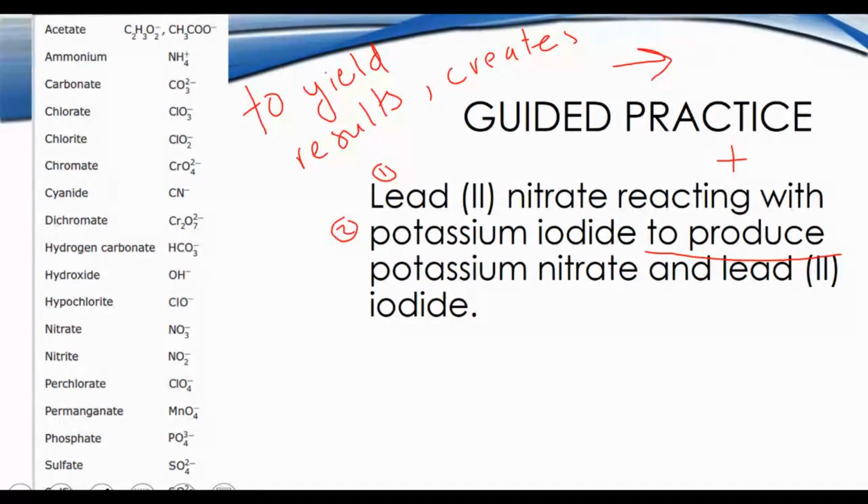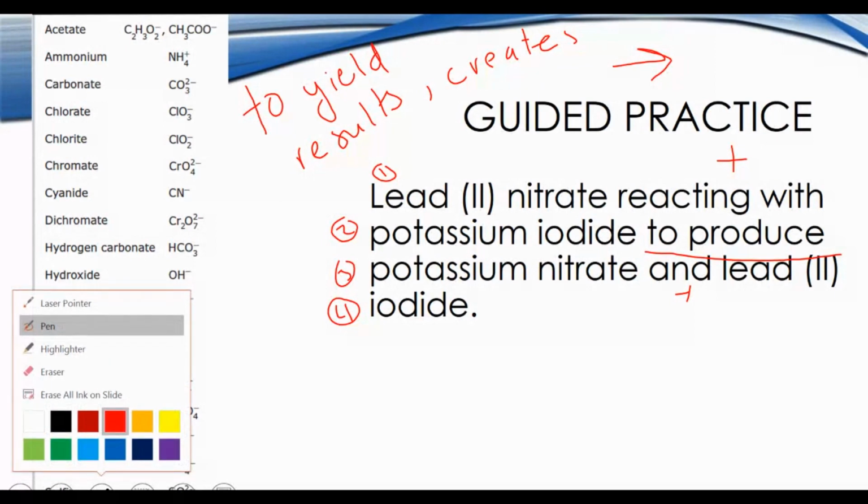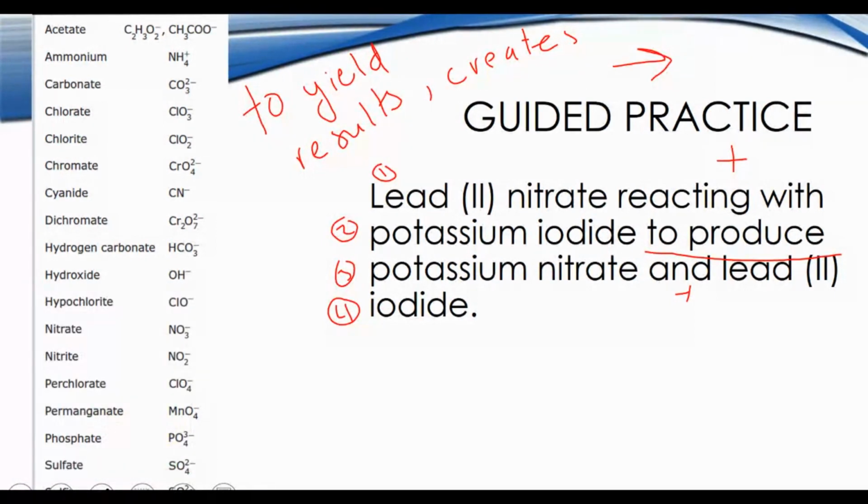It's producing potassium nitrate. That's another compound. And it's a plus sign, lead 2 iodide. So here we have a total of 4 compounds that we need to write down. Again, I'm not going to be so particular on this because I expect you guys to remember how to write compounds. So make sure you go back through those lecture notes or lecture videos.